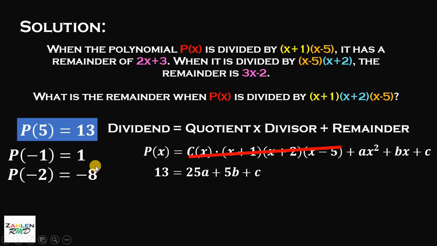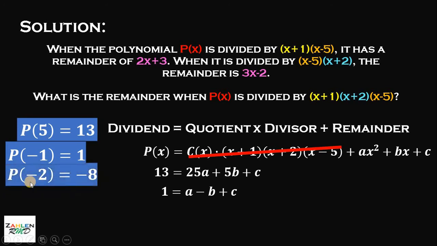Next, we will use p of negative 1 equals 1. So therefore, we need to let x equals negative 1. Again, this part becomes 0 because it has a factor of x plus 1. Now, p of negative 1 is 1, and if we let x equal to negative 1, we have negative 1 squared or simply 1. So we have 1 times a, and then b times negative 1, so we have minus b, and then bring down c.